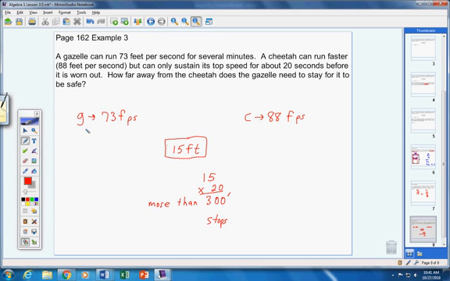Unfortunately for gazelles, they don't have a calculator in their pocket, and they can't do all this math. But anyways, the gazelle must stay more than 300 feet away from the cheetah, okay? Theoretically speaking. Alright guys, this is just kind of a sample of the problems you're going to be doing.